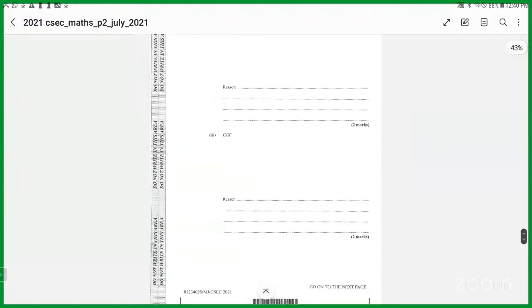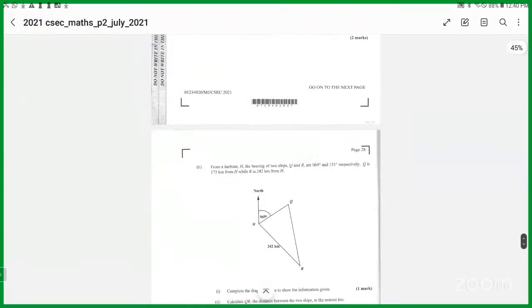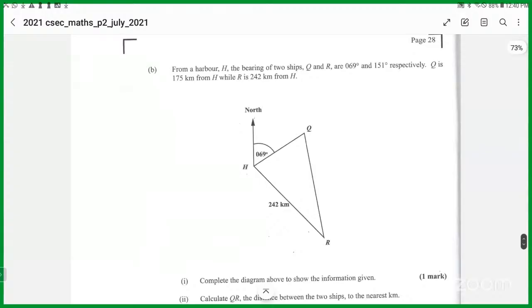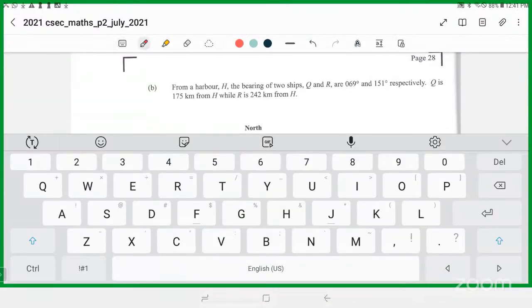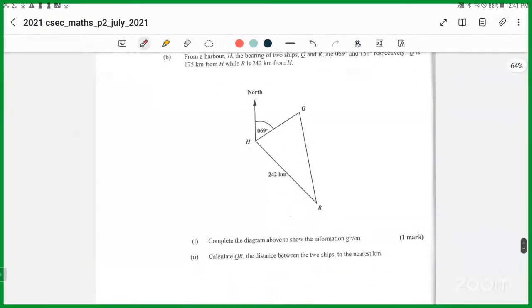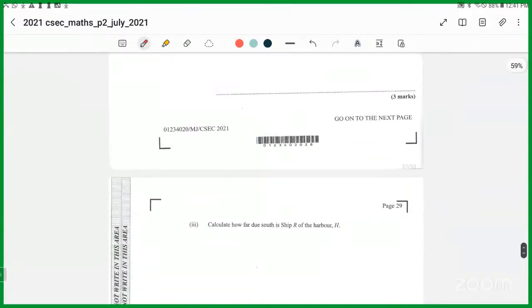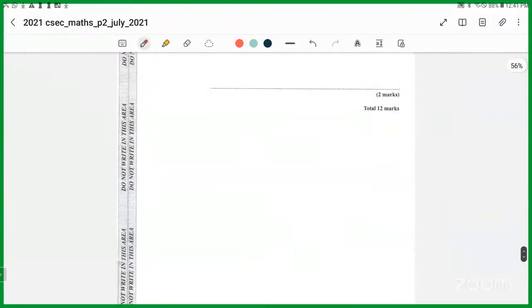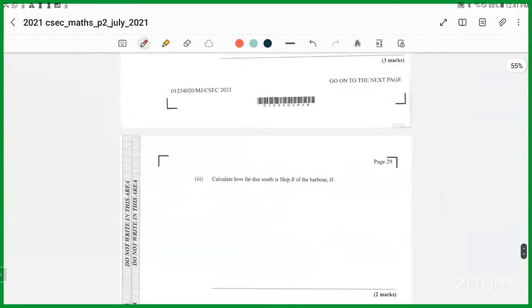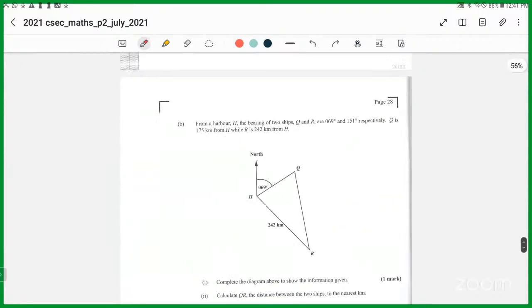Let's see. Alright, there's one. Well, let's do this one and then call it a day. Alright, yes. We're going to finish with this one. It asks for how far south R is from H. Alright, let's finish with this one today.